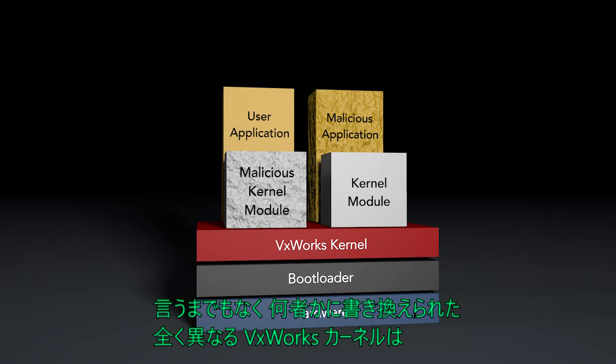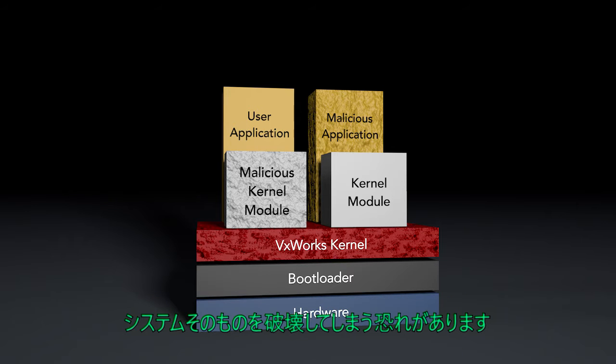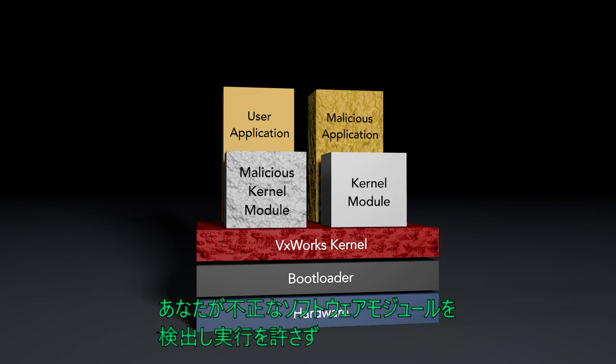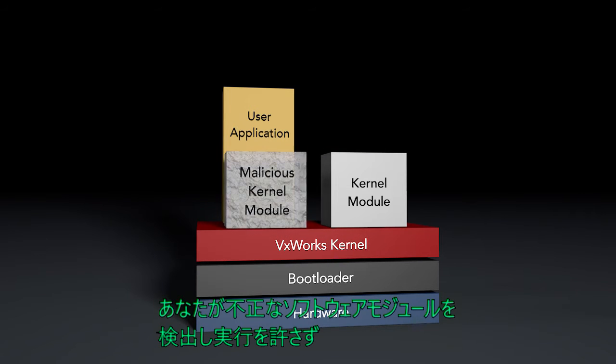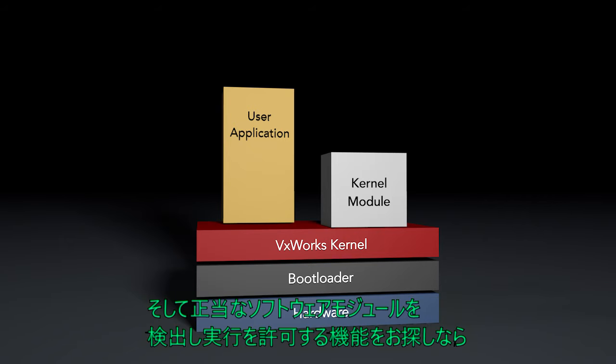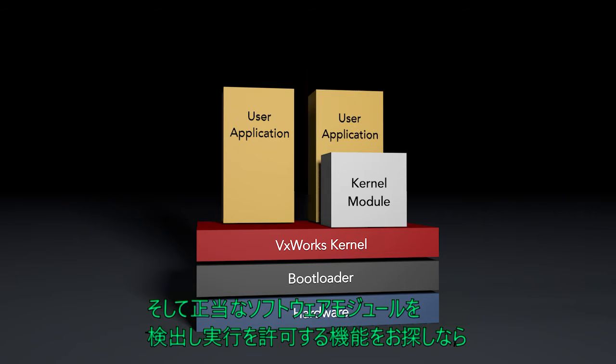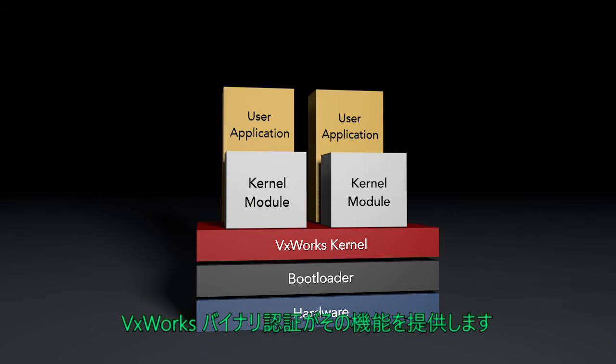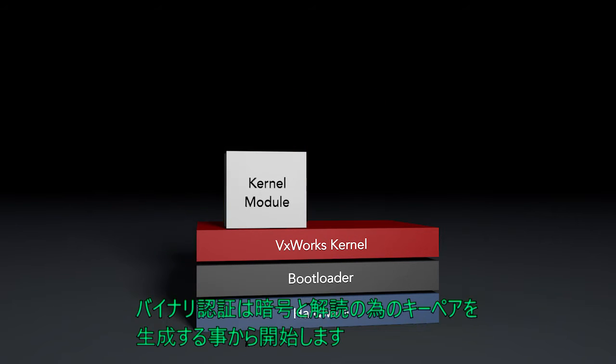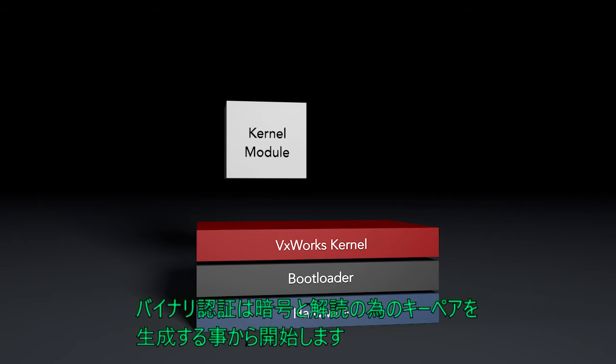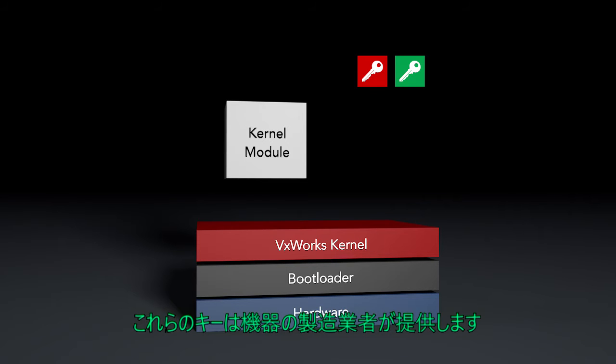Even worse, maybe someone has slipped in a totally different VxWorks kernel that can destroy your system. You want the ability to detect and reject unwanted software modules, and to detect and accept legitimate software modules. VxWorks binary authentication gives you that capability. Binary authentication starts with the generation of an encryption and decryption key pair. These keys are generated by the equipment manufacturer.